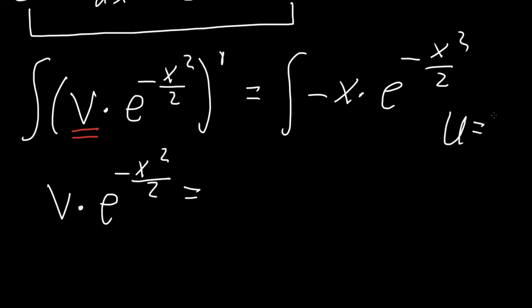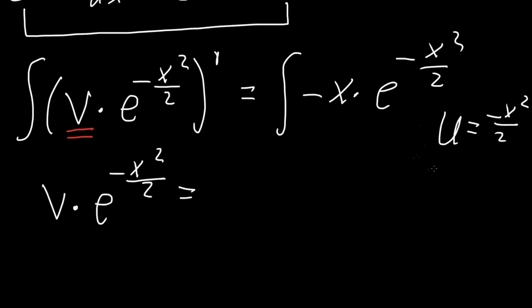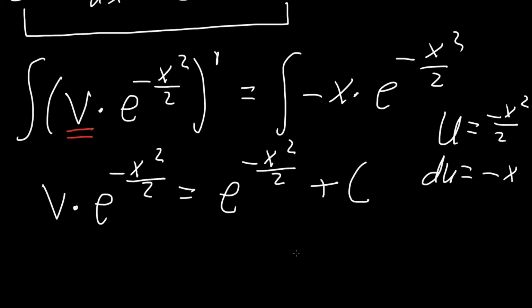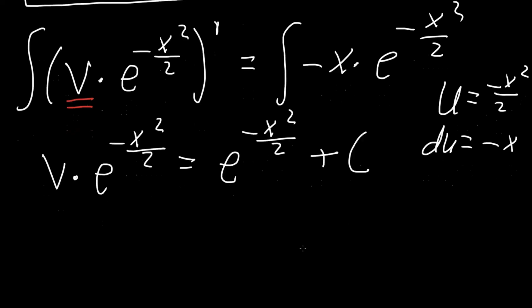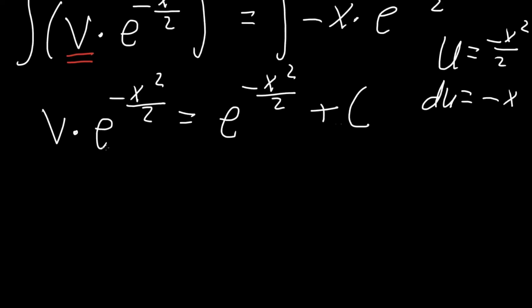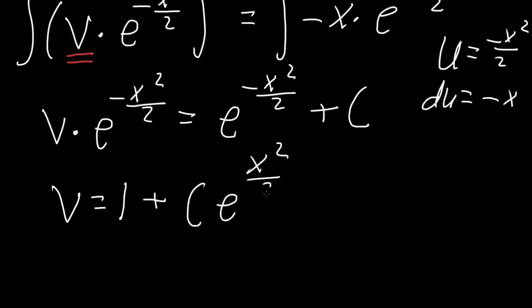So if u is equal to negative x squared divided by 2, then our du would be negative x, so this term would be canceled, and we would get e raised to negative x squared divided by 2 plus arbitrary constant c. And so the next step will be to divide this term all over. So we would get v is equal to this term divided by this, which would be 1 plus c divided by this, which would produce c e raised to x squared divided by 2.